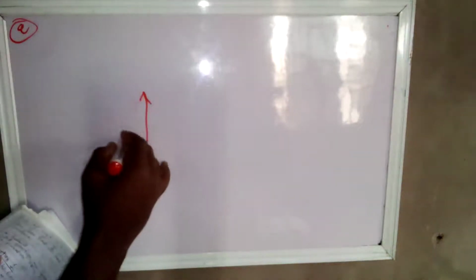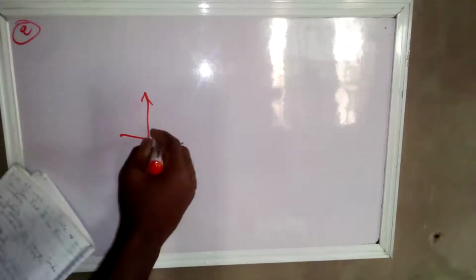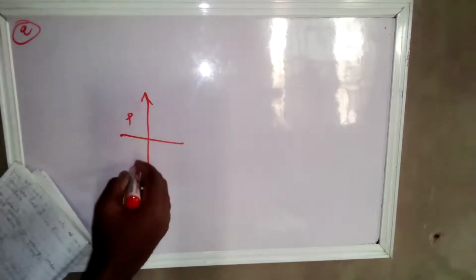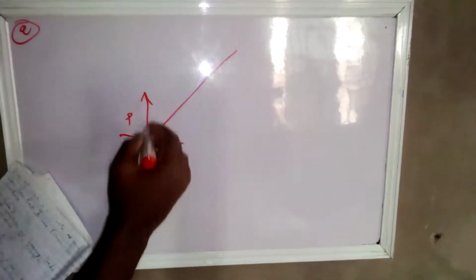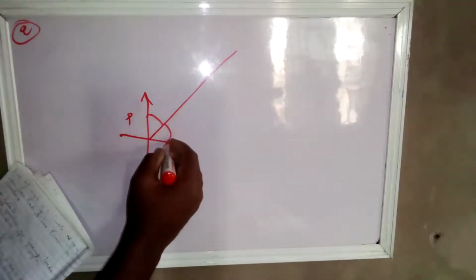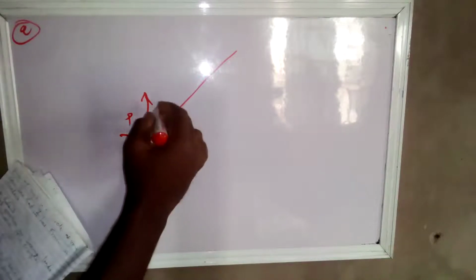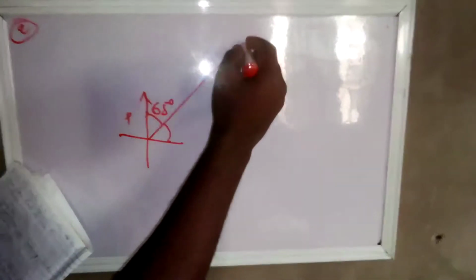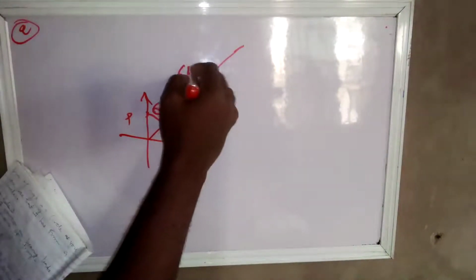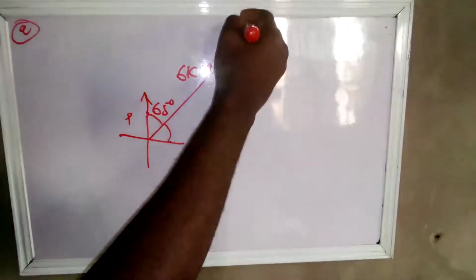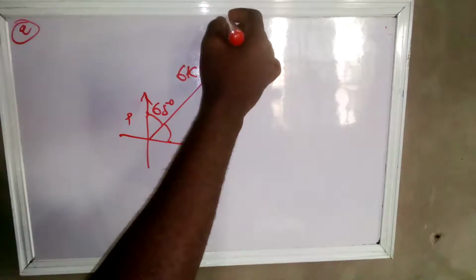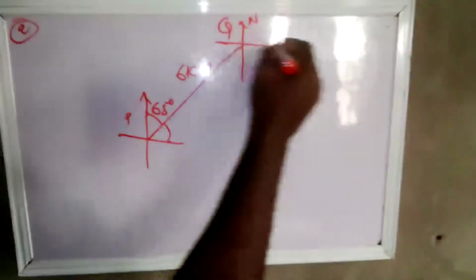A boy walks 6 kilometers from a point P. So if this is the point P on a bearing 65, where are you going to represent your 65? You do it this way. I told you the whole of this place is 90, from this place to this place is 90. So this will be your 65 degrees, and it works for 6 kilometers. So we have another point here, north. You can label this one Q.